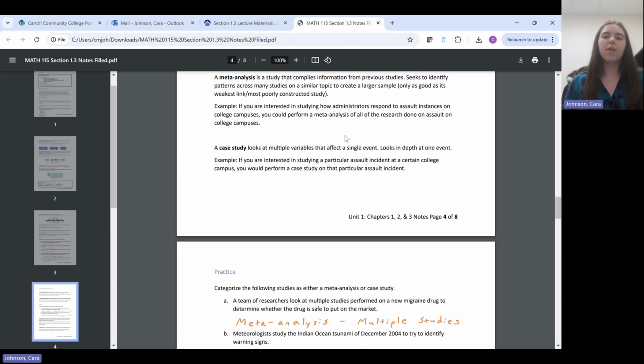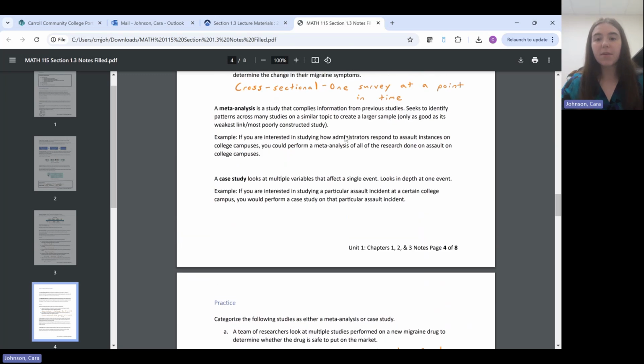So for example, if you were interested in studying how administrators respond to assault instances on college campuses, you could perform a meta-analysis of all the research done on assault on college campuses. You could combine all the different research studies on assault on college campuses to get yourself a bigger picture of the situation.